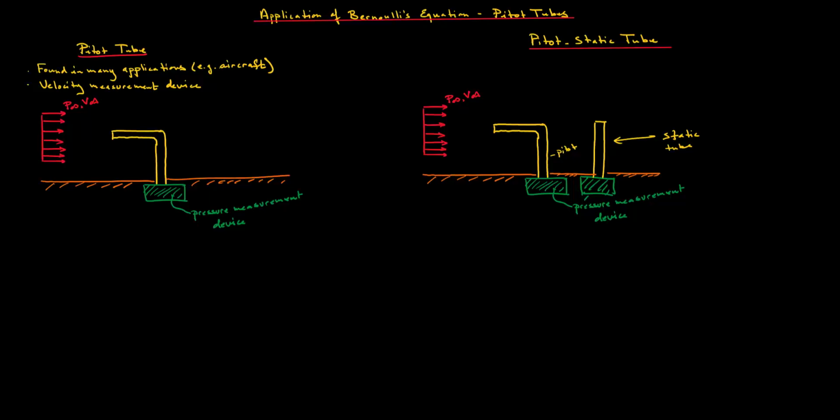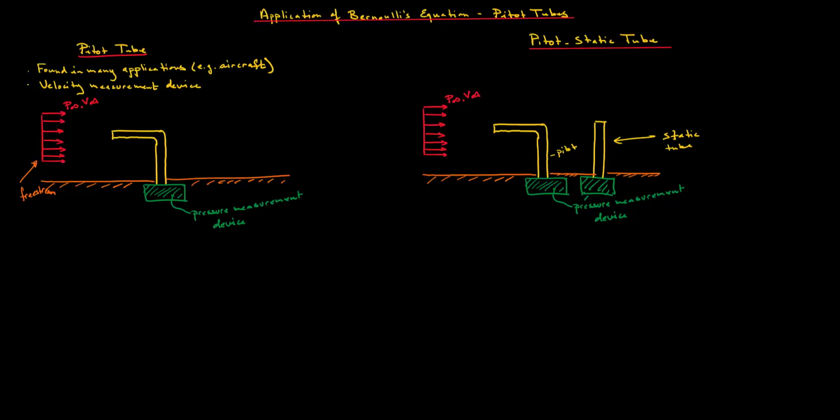the application we're going to look at is pitot tubes. Now, this device, a pitot tube, is found in many applications, but most notably it is found on aircraft. A pitot tube is a velocity measurement device. So in the left diagram here, we're showing the pitot tube, which is this L-shaped device. It's a hollow tube aligned with the free stream of the flow. What we mean by free stream is this right here. Okay, so it's aligned with the free stream of the flow.